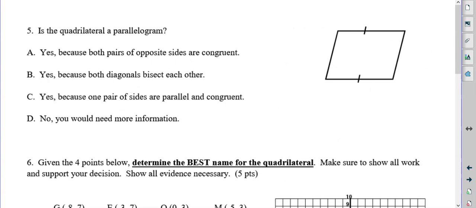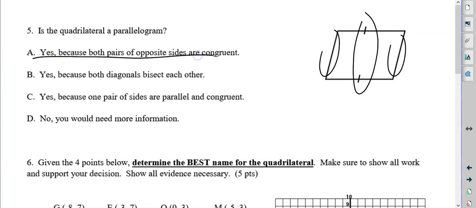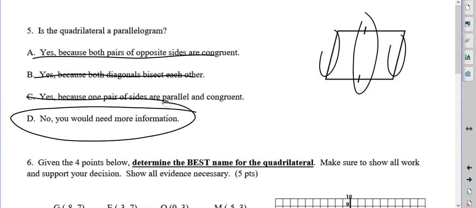Okay, is a quadrilateral a parallelogram? All we know is one pair of opposite sides are equal. Well, first off, A says yes because both pairs of opposite sides are congruent. We know nothing about these two sides, so it can't be that. Yes, because both diagonals bisect each other. There are no diagonals even drawn on this. Yes, because one pair of sides are parallel and congruent. That would be great if we actually had it marked parallel. So it's not that.